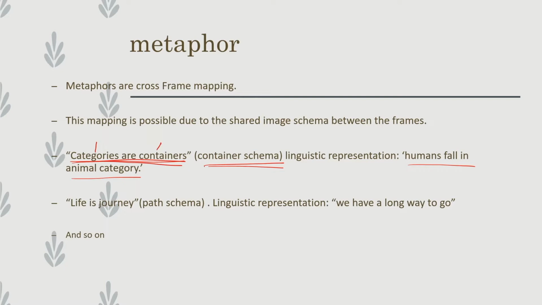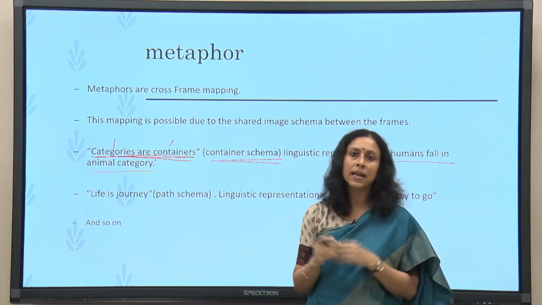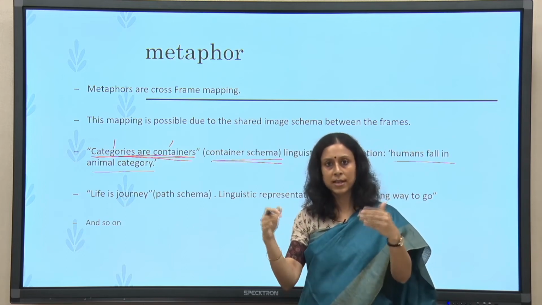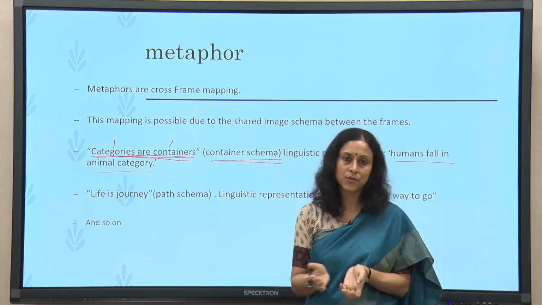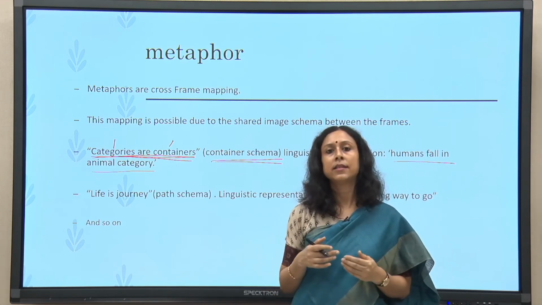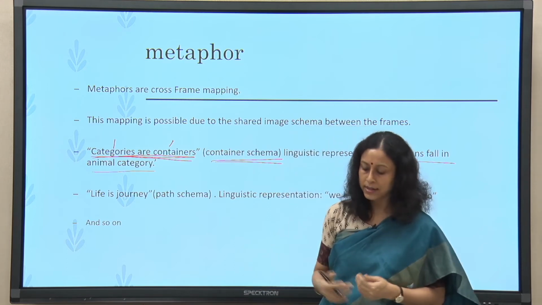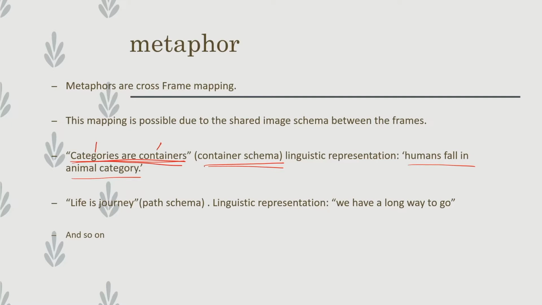So, categories can be a larger container that has animals in it, like animals are a category that has humans and other things in it. Similarly, the animals are again part of a superimposed category, a larger container, so to say, of living things, and so on and so forth. So, categories are containers is the metaphor which uses the image schema of container. This is what we mean by metaphors, frames and image schema being interrelated. So, this is how we show that relationship.